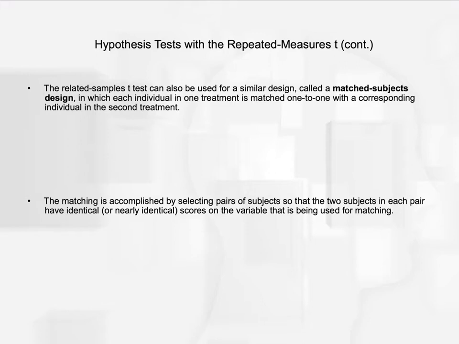But another term, it's also called a matched subjects design, where you would have people in one treatment who are matched with people in a second treatment. Your book gives you examples of that. But those types of research designs are rare, and in this chapter, most of the examples that we give will be with related samples and not matched subjects designs. We'll be talking about one group and two scores for each person in that group.